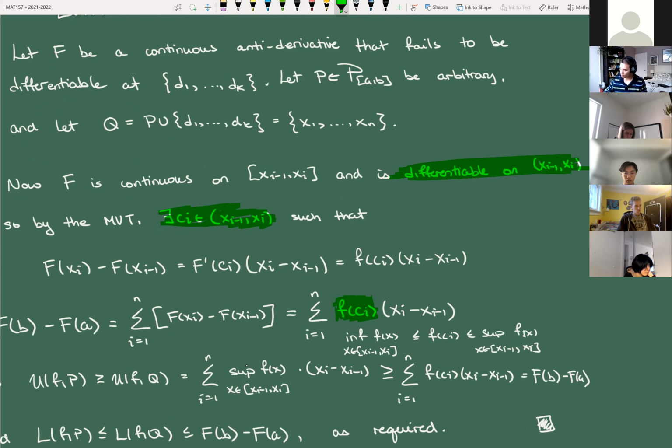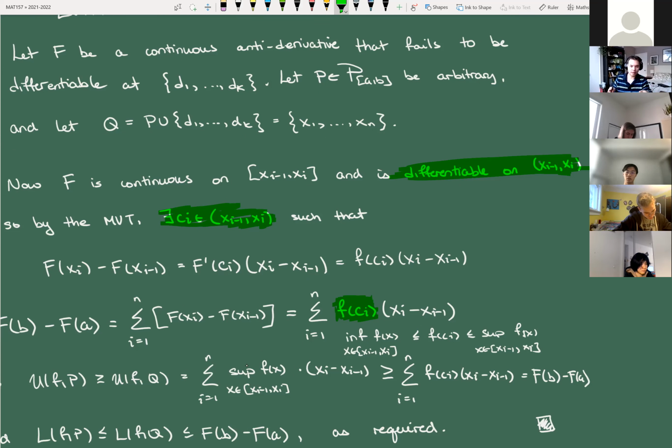Right? So in order to apply the mean value theorem, I need that my function is differentiable. Yeah, exactly. So I need that my function is differentiable on the open interval of the partition, right? Which means where I fail to be differentiable has to be at the endpoints. So I have to make sure that I refine my partition so that the points where I fail to be differentiable occur at the endpoints of the partition.